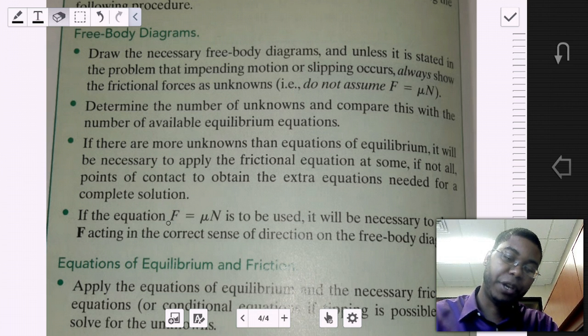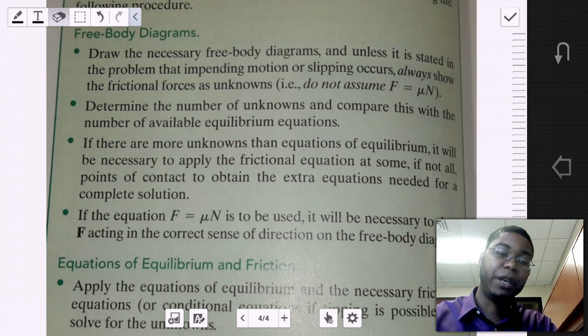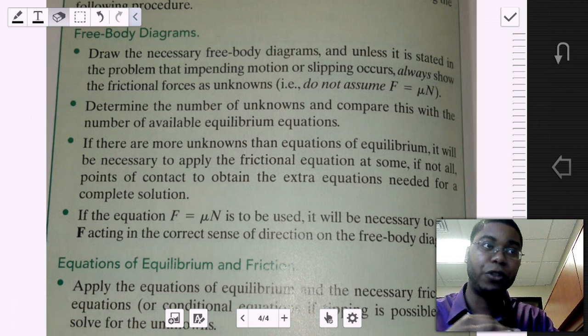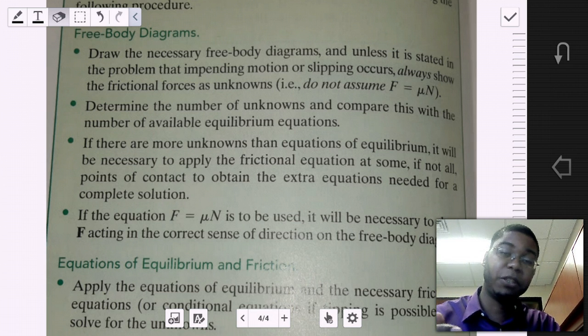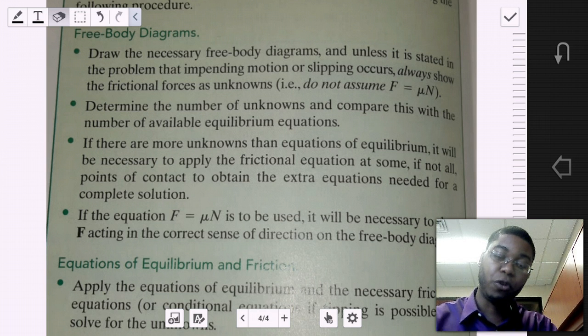If the equation F equal to mu N is to be used, it will be necessary to show F acting in the correct sense of direction on the free body diagram. So it's important for us to use the sense inspection method, right? Where we assume, okay, if we were to do the sum of the forces in this direction, the frictional force must be in the opposite direction to maintain equilibrium, right? So the same stuff that you applied in the method of sections in chapter 6, you'll need to use in order to assume the appropriate sense for those frictional forces.